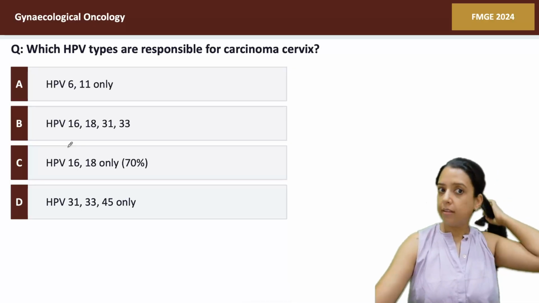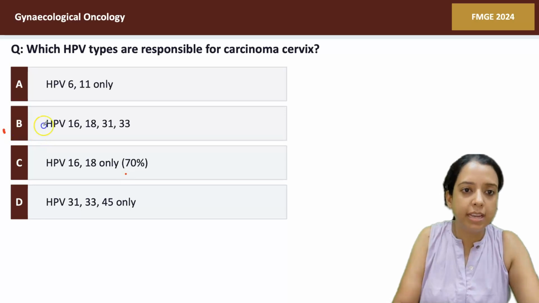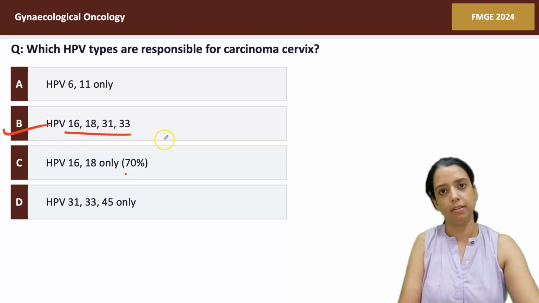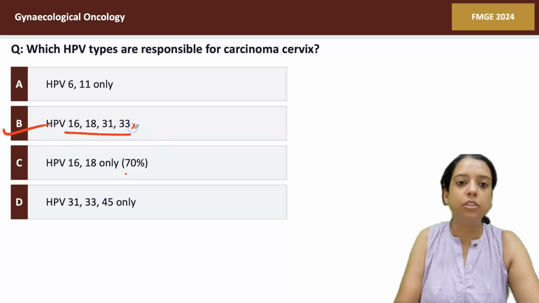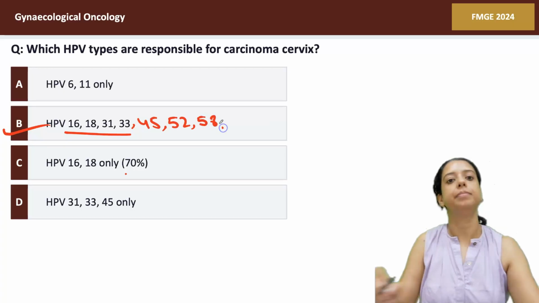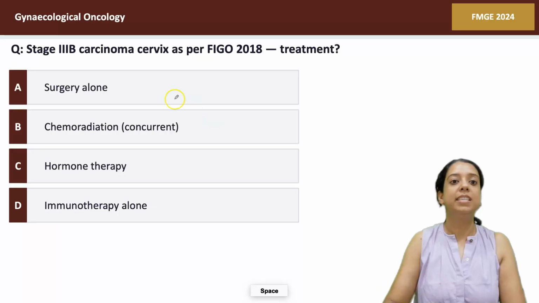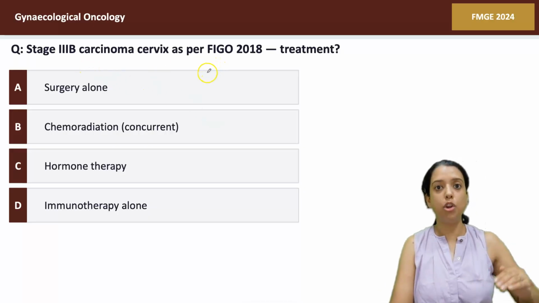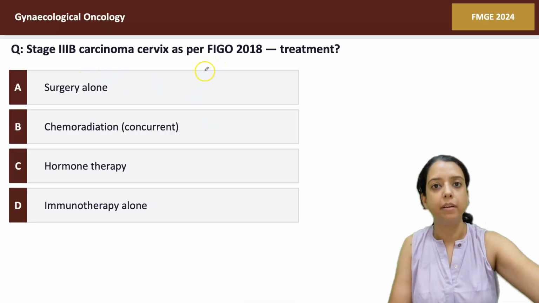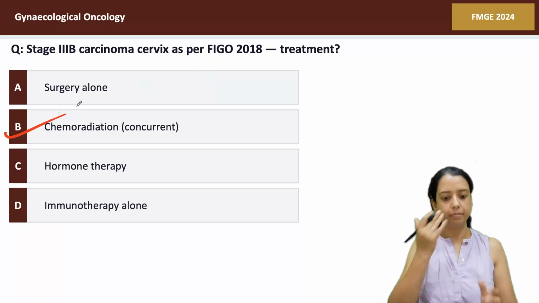HPV responsible for cancer cervix: 16, 18 cause 70%. So mostly it is 16, 18, 31, 33. Then it is 45. Then it is 52, 58. Okay. Stage 3B. I told you, everything beyond 2A1, I can't now remove it. The only treatment is chemoradiation.